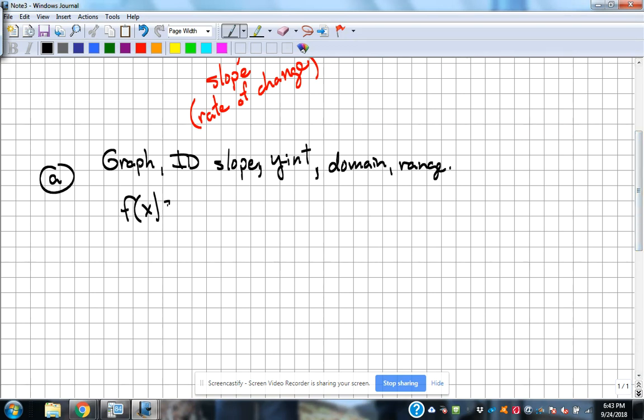f of x equals negative 2x plus 6. Remember, f of x, just another way of writing y. Y equals negative 2x plus 6. It's the function notation for that. Okay, so what we're going to do, I'm going to graph this by hand. I'm going to show you how to graph it with the calculator as well. So, coordinate plane, you got a y-axis, that's the one that goes up and down, and an x-axis, one that goes left to right.